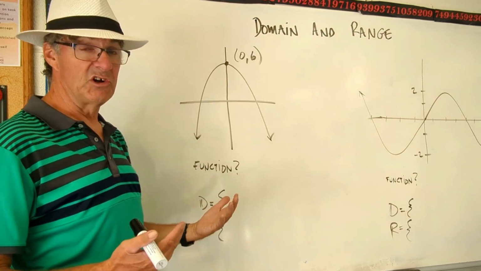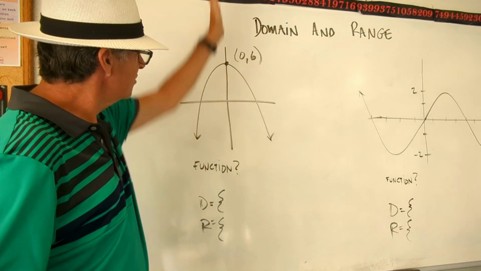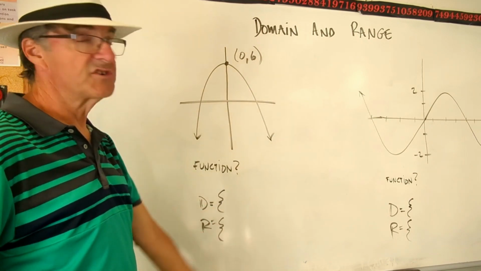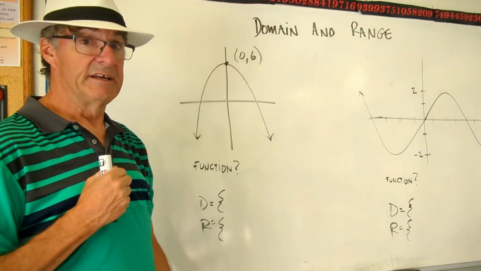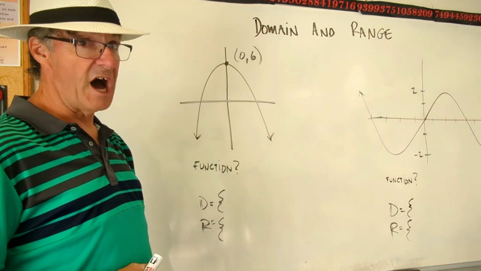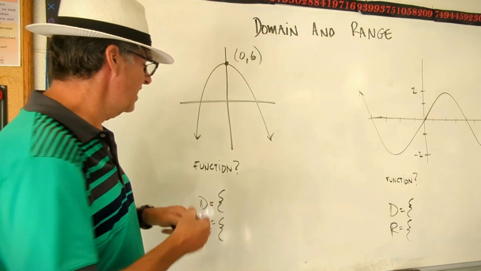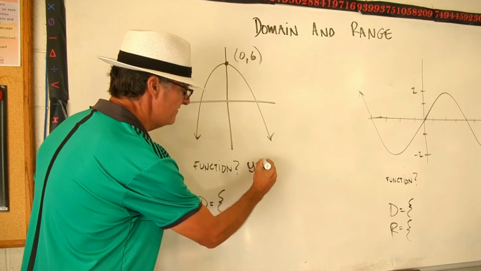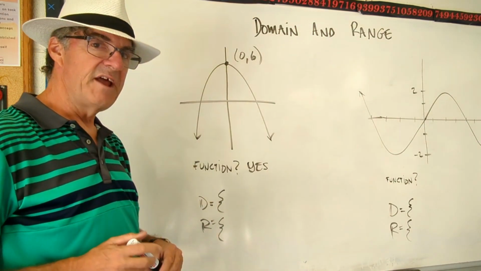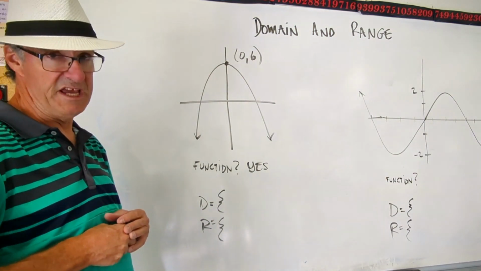Okay, if you remember your vertical line test, as long as you can draw a vertical line that does not intersect the function in 2 places, or 3, then you've got a function. So it passes the vertical line test, so this is indeed a function. Okay? So now this is a little bit more tricky.